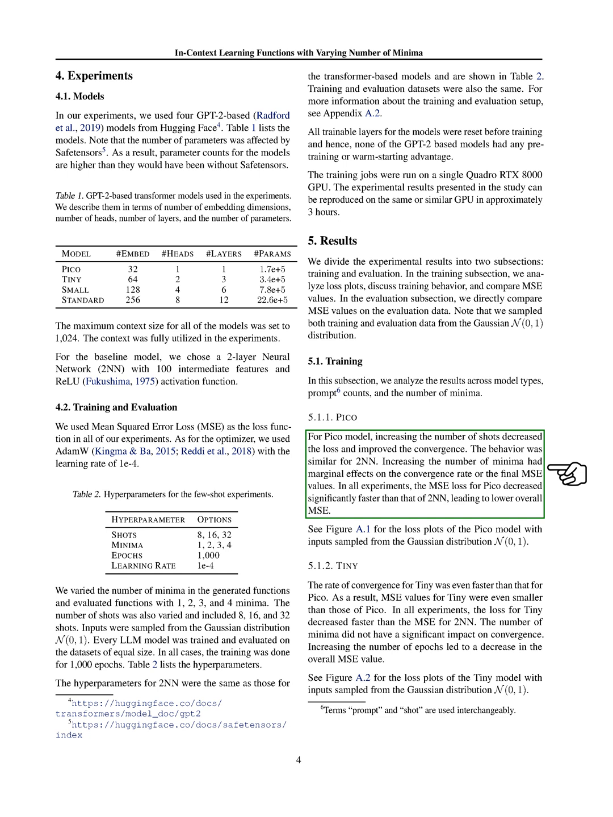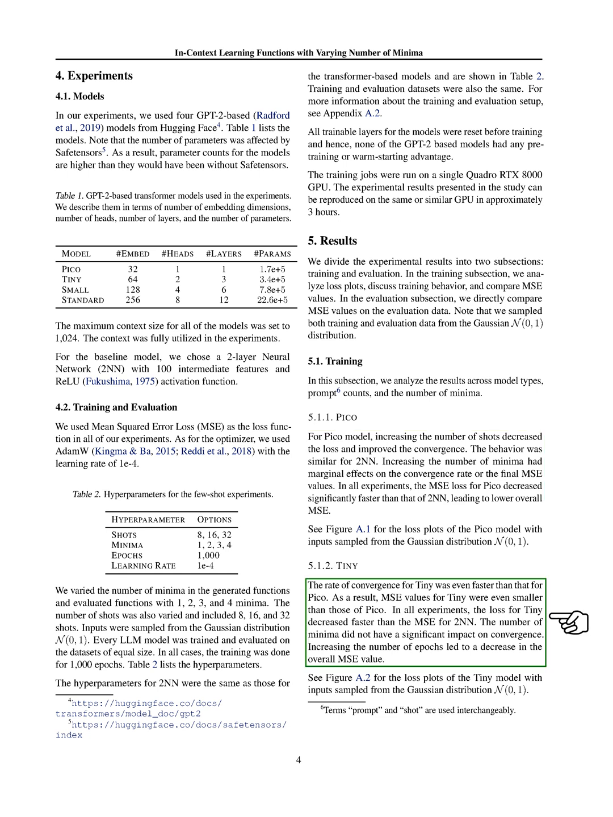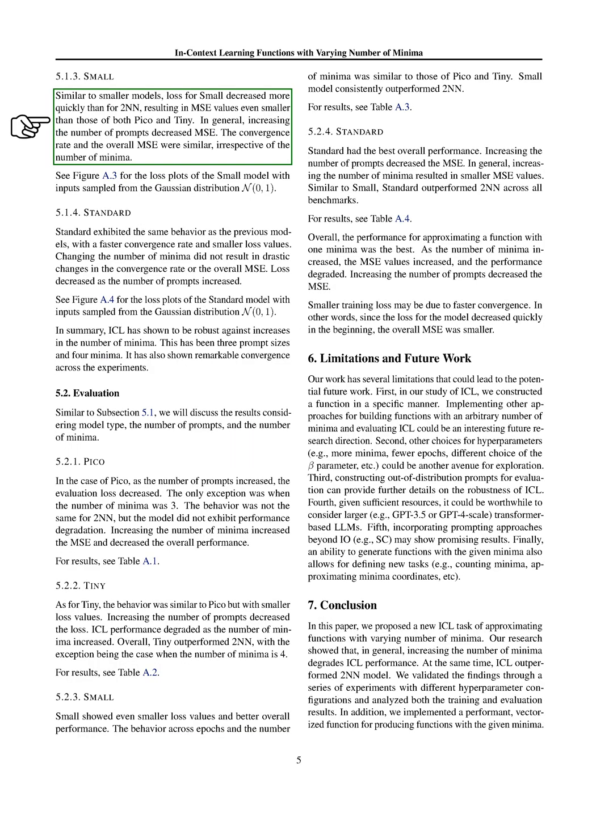The Tiny model showed even faster convergence than the Pico model, resulting in even smaller MSE values. The number of minima didn't significantly impact the convergence, but increasing the number of epochs led to a decrease in the overall MSE value. The small model followed a similar pattern to the smaller models, with a faster decrease in loss than the 2NN model, resulting in even smaller MSE values. Generally, increasing the number of prompts led to a decrease in MSE. The rate of convergence and the overall MSE were similar, regardless of the number of minima.